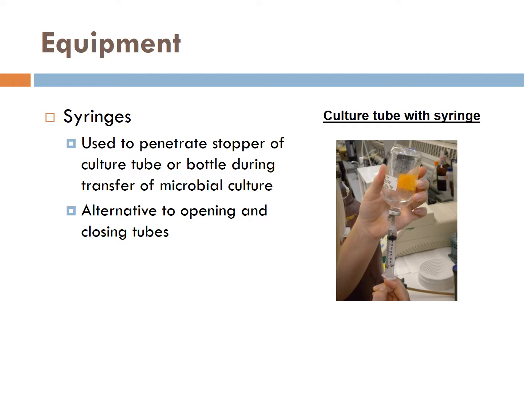Syringes and needles are important to anaerobic culture. They're used to penetrate the stopper of a culture tube or bottle during the transfer of a microbial culture to a new tube. Their use serves as an alternative to opening and closing tubes under the gassing probe, which can lead to contamination. The figure at the right shows how a syringe and needle are used, and we'll see more in the demonstration video of how to transfer a bacterial culture.